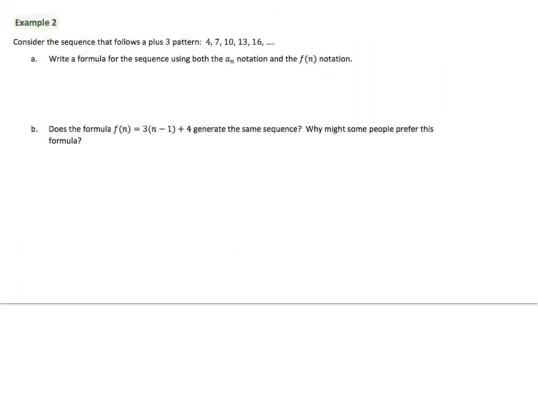All right, let's consider the sequence that follows a plus 3 pattern. Okay, 4, 7, 10, 13, and 16. Write a formula for the sequence using both the a sub n notation and the f of n notation. Now I want to call out again, this right here is called function notation. It is not f times n because it's parentheses. It's a function, which is an equation evaluated at the value n. Okay, so we are not multiplying here at all.